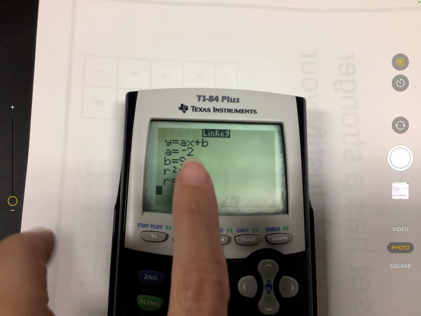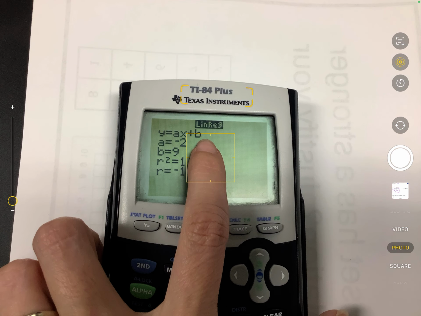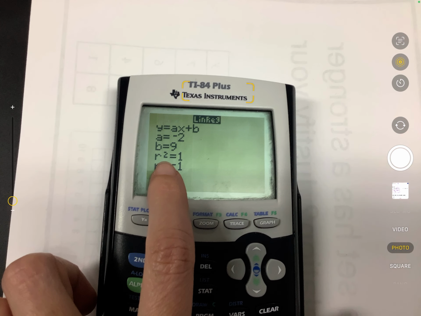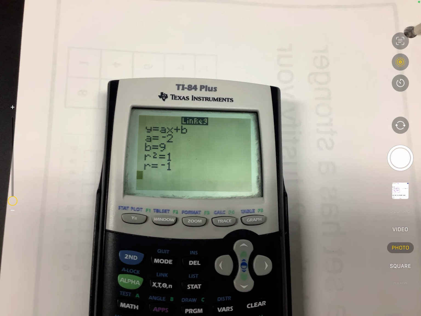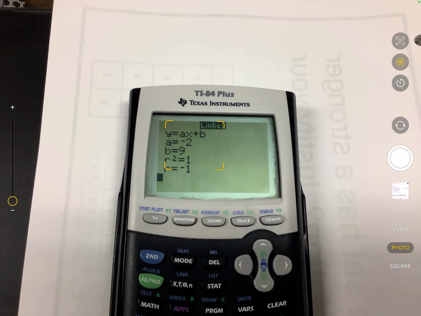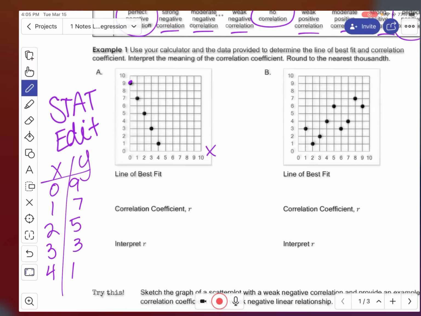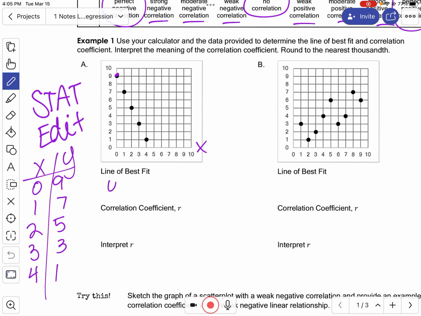And then notice it gives you your y equals ax plus b. It gives you A and B, which represent your slope and y-intercept of your linear. And then notice it gives you your R, which is -1, which means you have a perfect negative linear regression. So go back to your notes, and we're going to fill that in. Our line of best fit is our equation. So we said y equals -2x, and then our y-intercept was 9. The correlation coefficient, which is R, was -1.